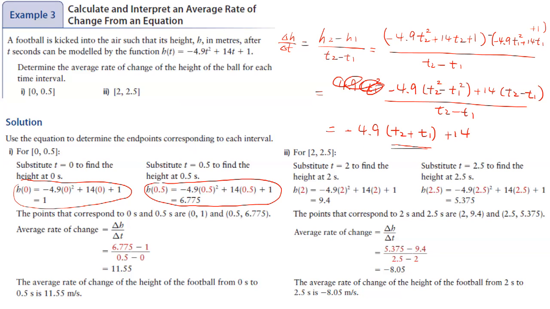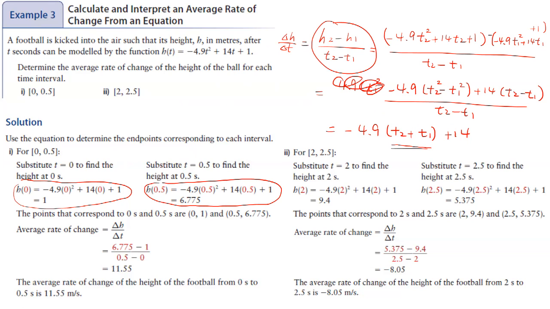Sometimes this method can make your calculation much easier, right? So instead of calculating H2 and H1 first, you can just keep the expressions of T1 and T2 in this function, and then simplify this expression first, and then substitute T1 and T2 to get the final result of the average rate of change. Understand? So you can choose either method.